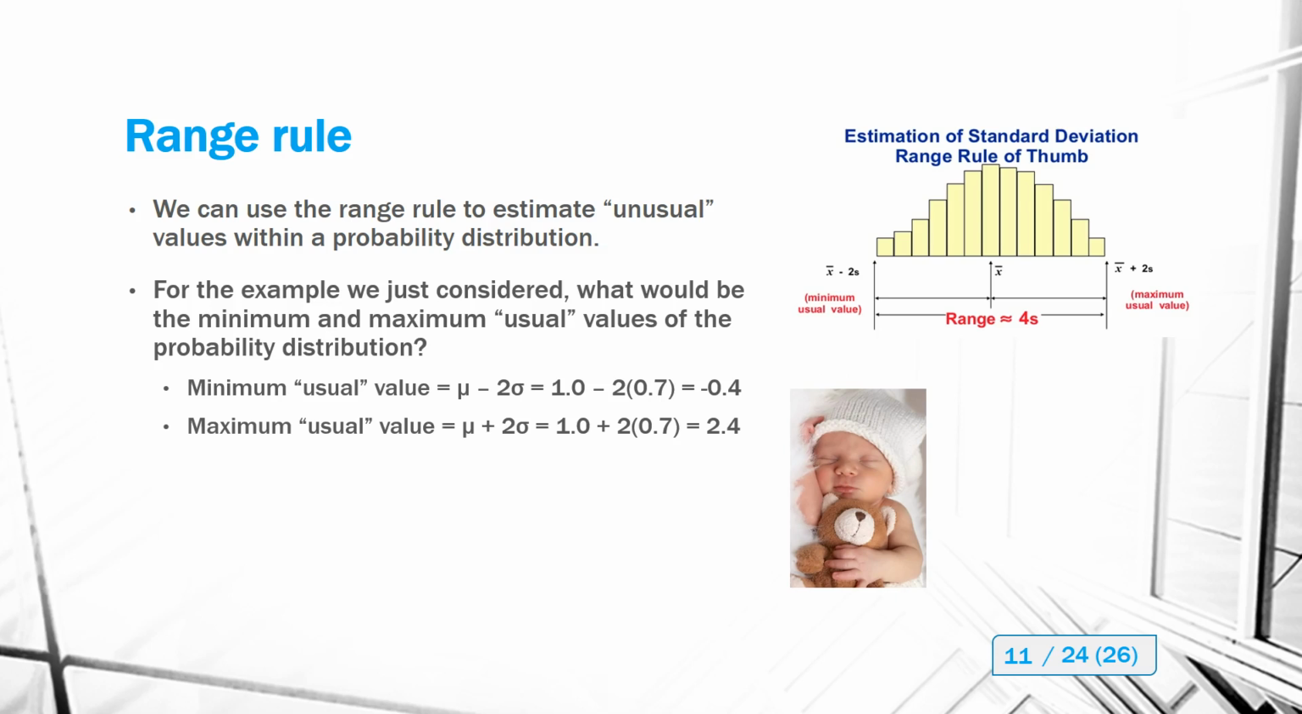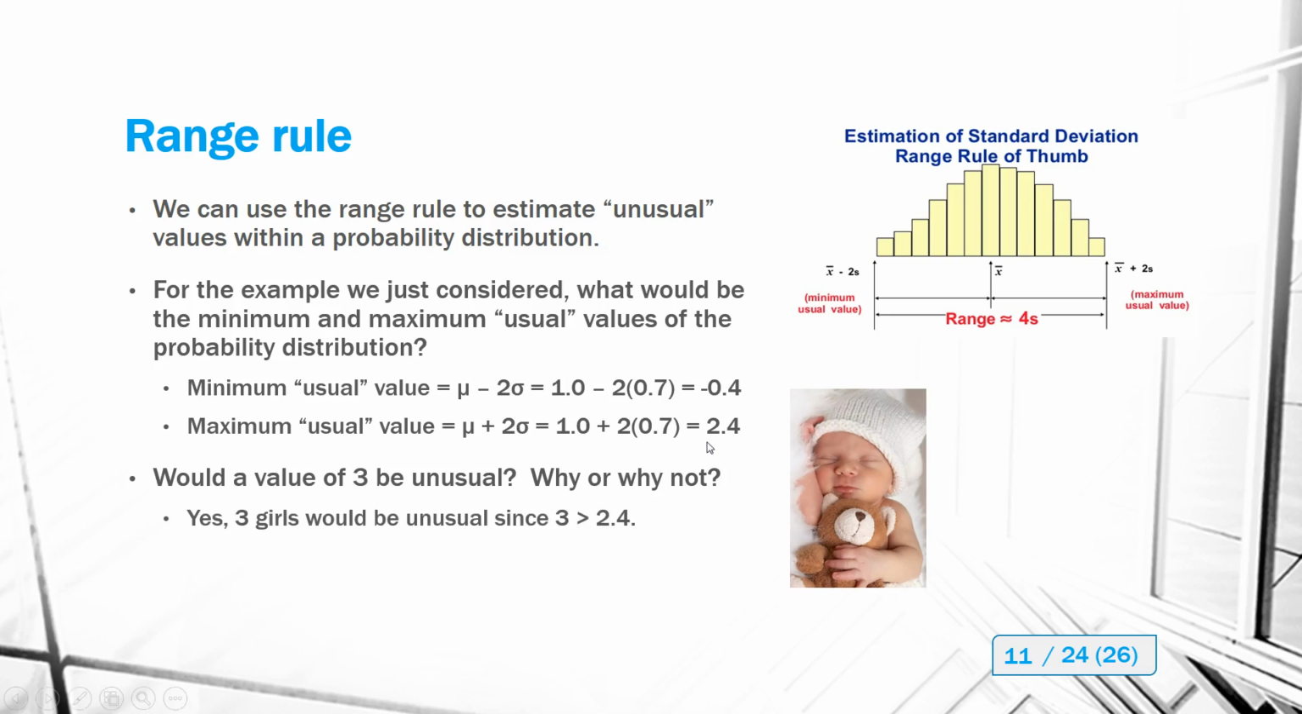So we would expect values between negative 0.4 and 2.4 to be appropriate for our probability distribution. These are our usual values. Okay, so the question is, would a value of 3 be unusual? Why or why not? Well, yes, 3 is actually greater than 2.4, so yes, we would consider it unusual.